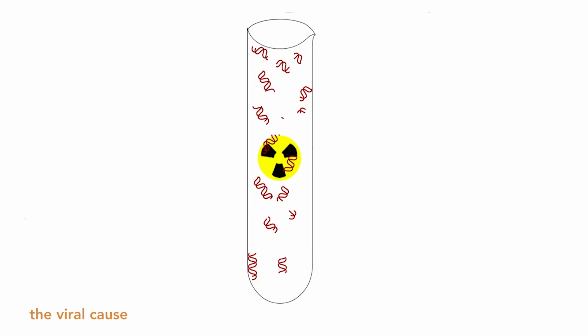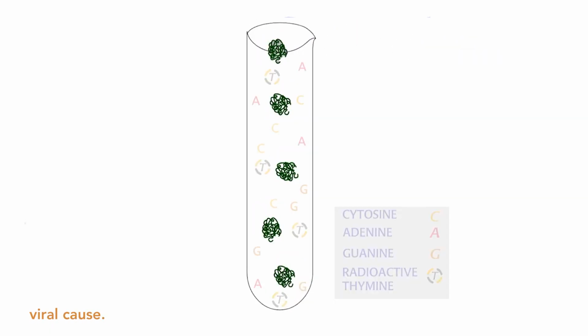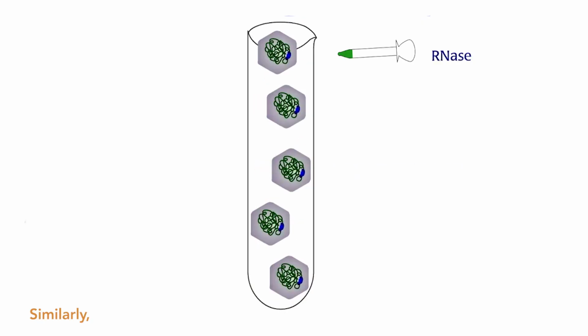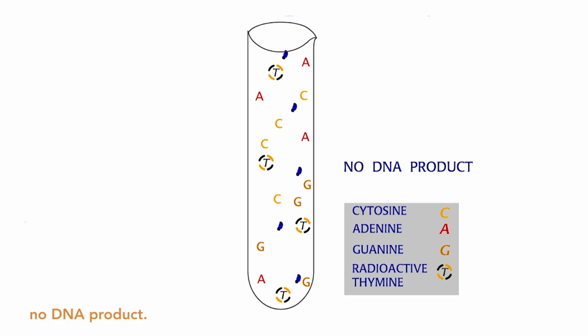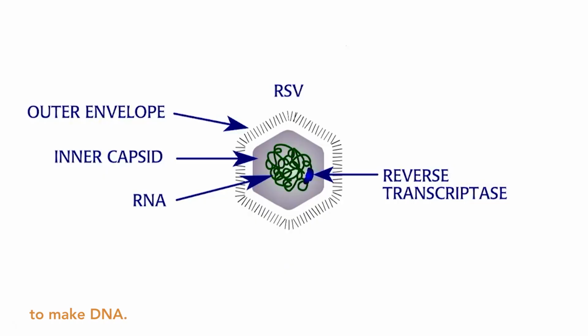They incubated the viral cores with trypsin, an enzyme that digests protein, then added nucleotides to the trypsin-digested viral cores. They did not get any DNA product. Similarly, if they added RNase at the beginning of the reaction, before the nucleotides, there was also no DNA product. They concluded that RSV has a special enzyme that uses RNA as a template to make DNA. It was initially named the enzyme RNA-dependent DNA polymerase, but it later became known as reverse transcriptase.